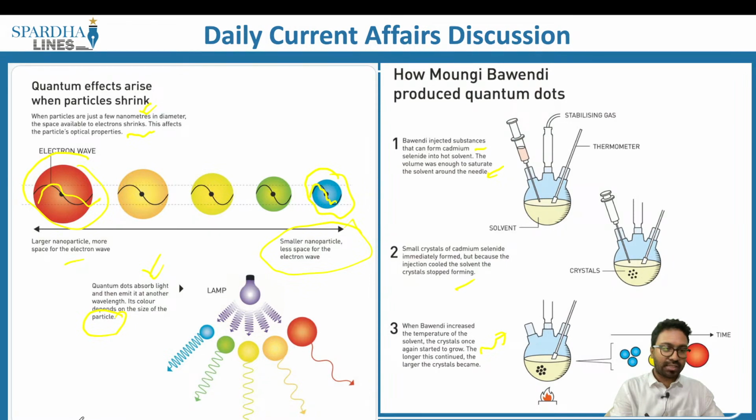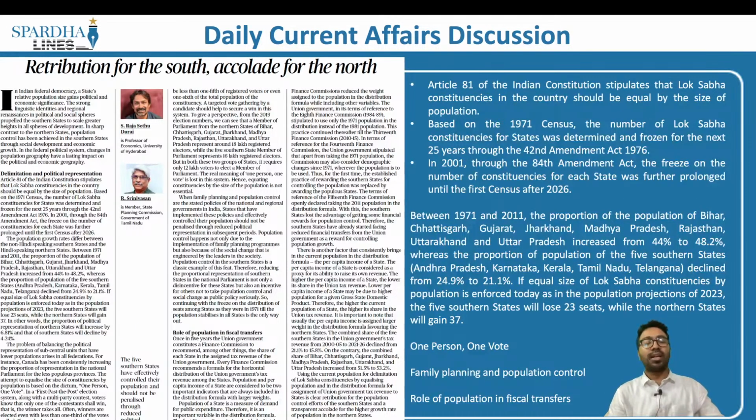Now let's look into the next article. This article says retribution for the south, accolade for the north. The article here is speaking about delimitation. The article here is speaking about population census. The article here is speaking about how the southern states of India have brought population under check, and as a result, when we have the 2026 open up, what we will have is more number of seats which will be reserved for the north. This could be a problematic concern for the south.